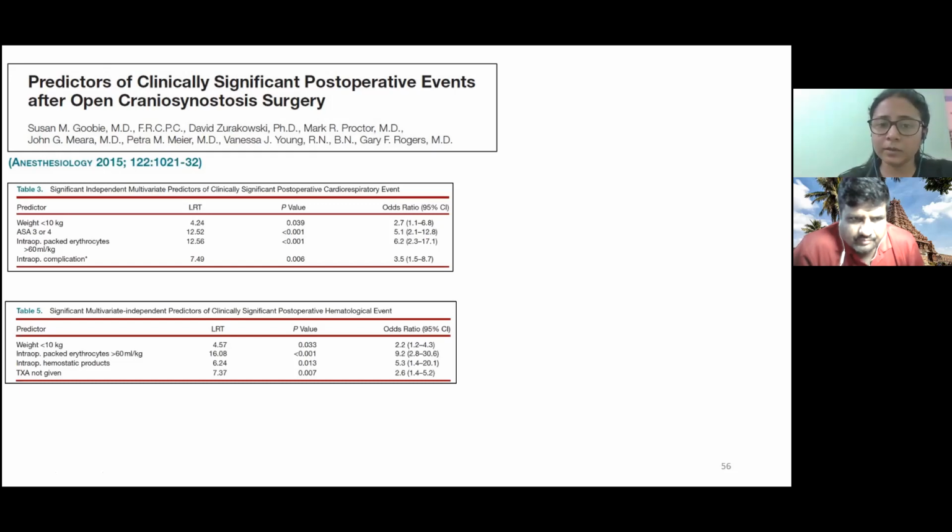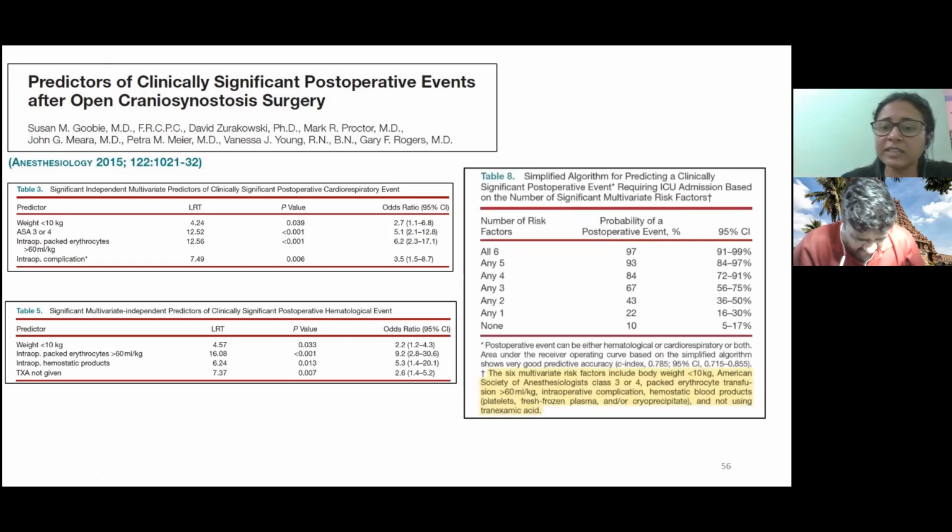The authors were of the opinion that even though patients who undergo craniosynostosis surgery are shifted to ICU routinely, we have to think about the cost of ICU care. So is there a way in which we can stratify these patients into risk categories and decide which patients require ICU care and which patients do not? So these authors identified 6 factors.